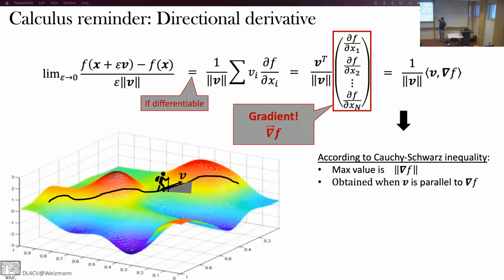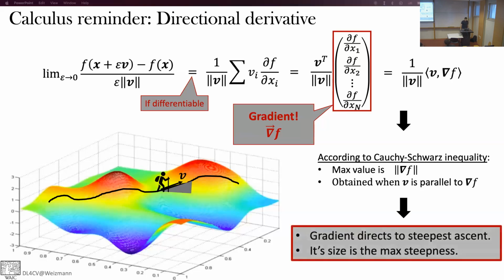So we know that the maximum we can ever get is the gradient absolute value. And we can also say now that the gradient directs us to the steepest ascent. So I'm standing somewhere out there in the field, and I want to go as high as possible. The highest place to go is the direction of the gradient. The gradient always points to the steepest slope. And the size of that slope is the absolute value of the gradient vector, like the norm of the gradient vector.